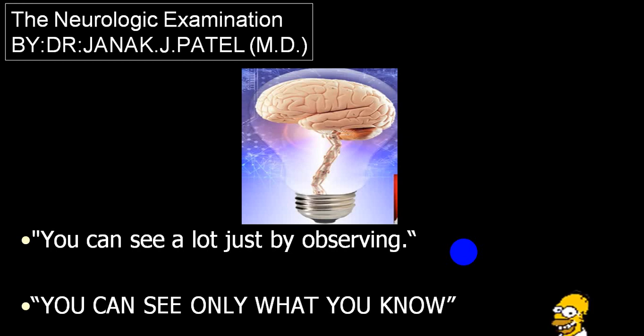So neurological examination, we always say that you can see a lot just by observing. Even before you start taking a history, if you just observe the patient, what is the condition, in which position he is lying down, where he was found, etc., gives you a good answer. Even when he is coming to your hospital or entering your clinic, the gait, the position, the way in which he is standing, all that gives you a good idea.